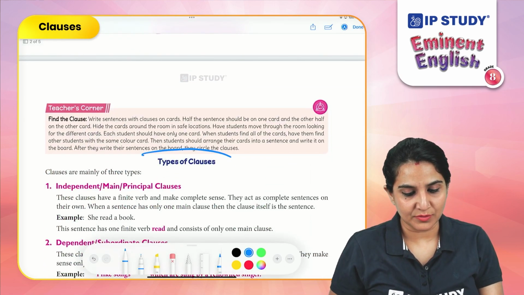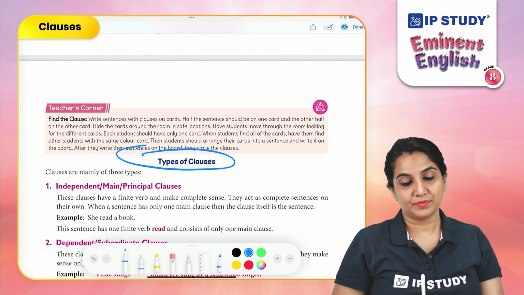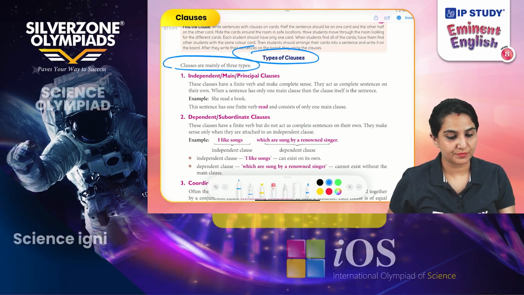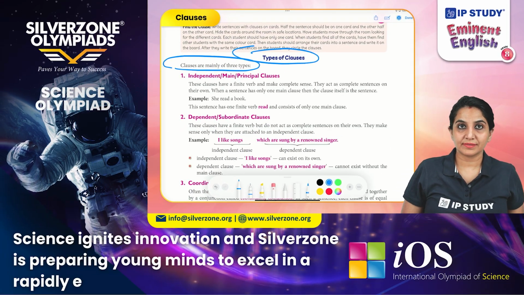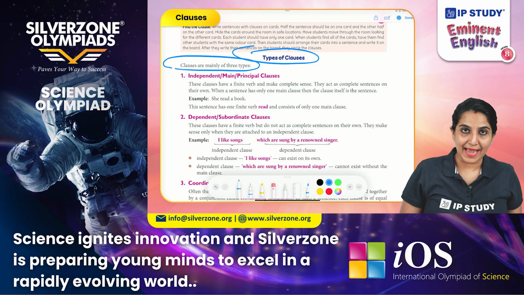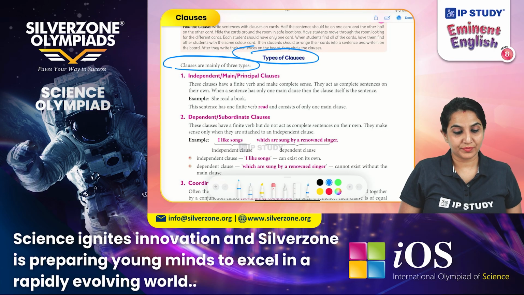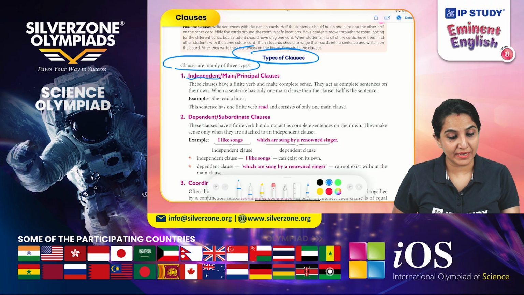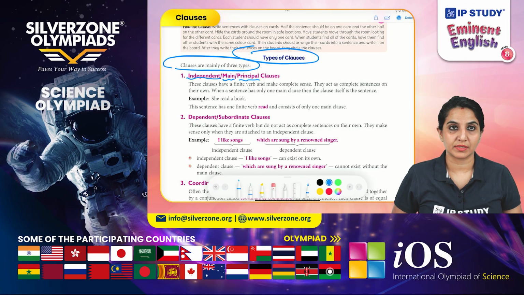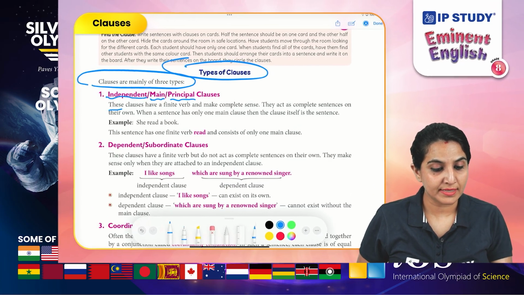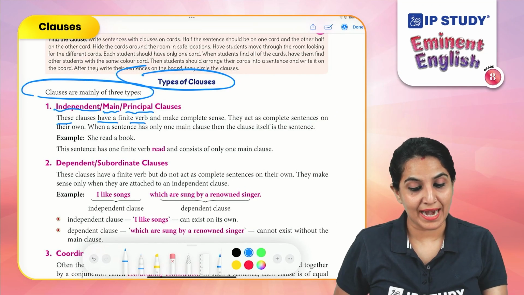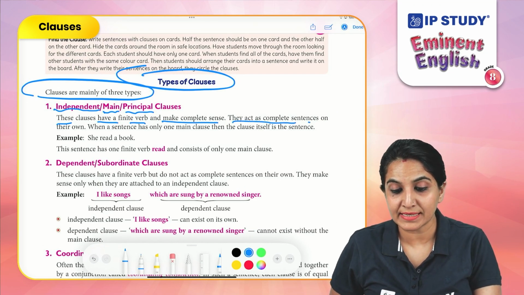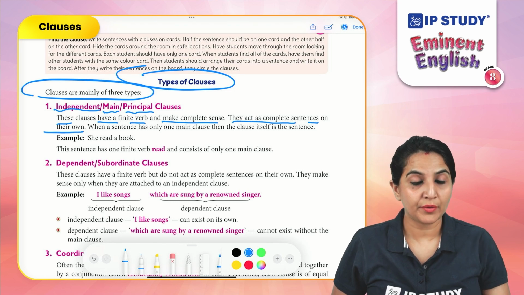Let us discuss what the different types of clauses are. Clauses are mainly of three types: independent clauses, dependent clauses, and coordinating clauses. Independent clauses can also be called main clauses and principal clauses. These clauses have a finite verb and make complete sense. They act as complete sentences on their own.